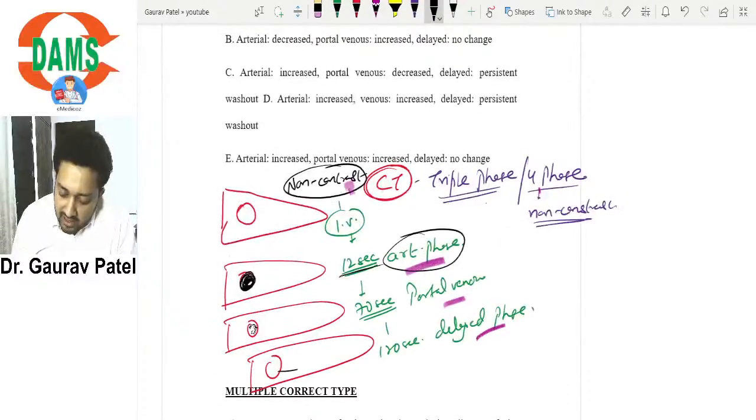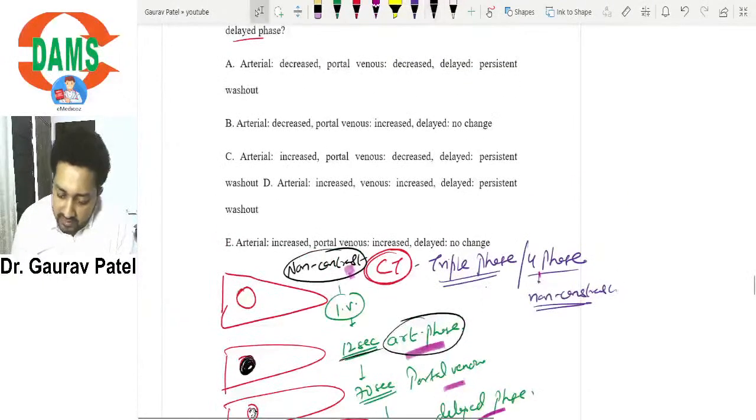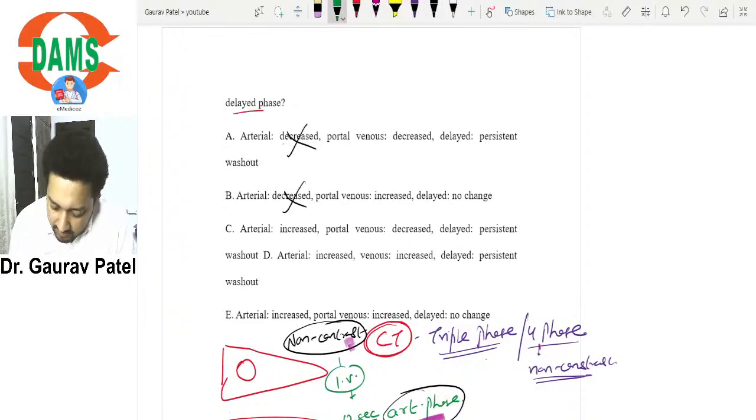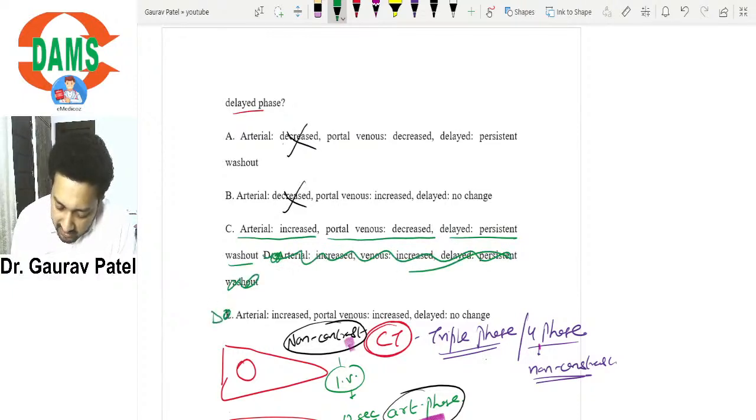Okay, so arterial phase enhancement, let's see. Arterial phase decreased is gone. Arterial phase increased, portal venous phase decreased, delayed phase persistent washout. Persistent washout. Okay, suppose remove this option and consider it as D. Arterial increased, portal venous decreased, and delayed washout.